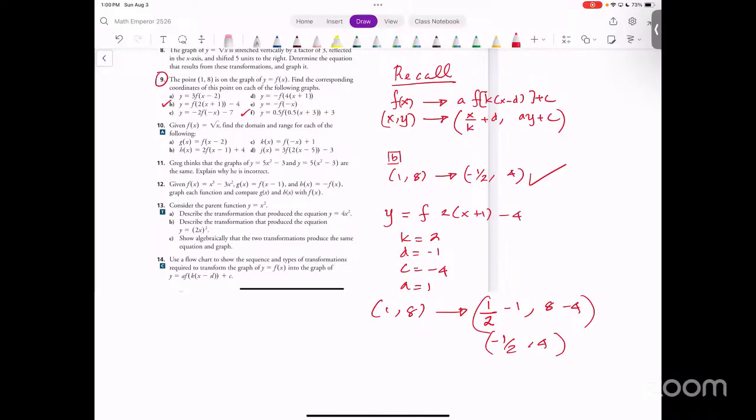Is it 1? Is the answer -1, 7? Right, sir? Okay, -1, 7.